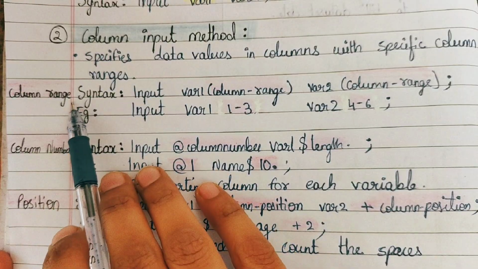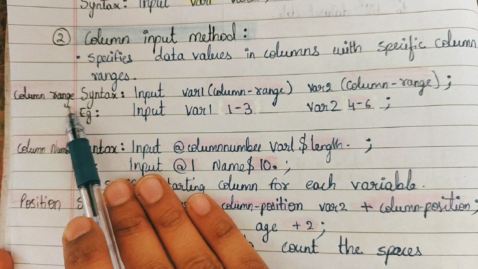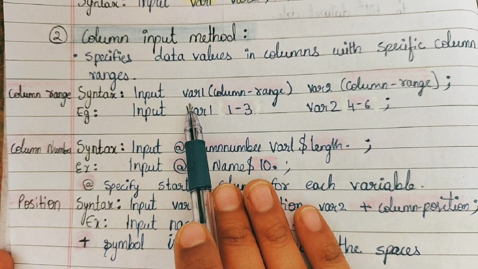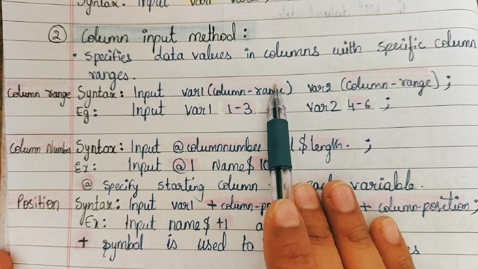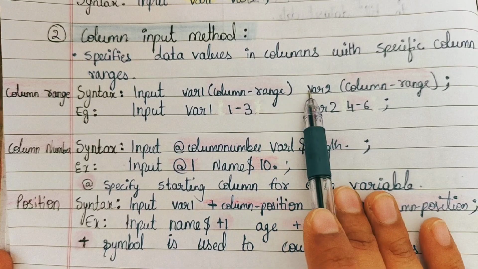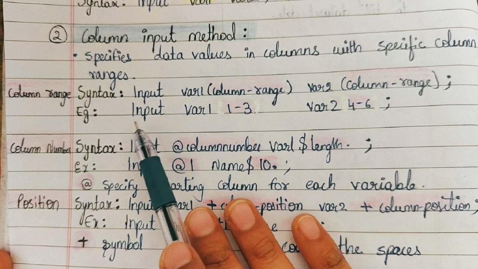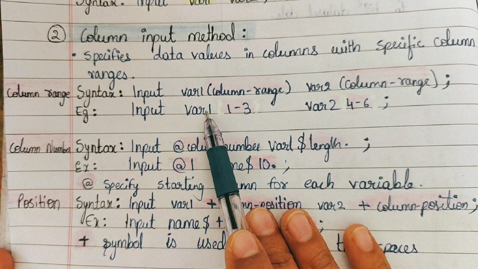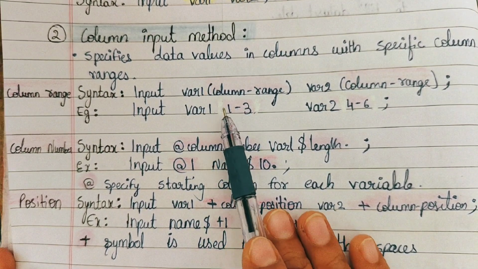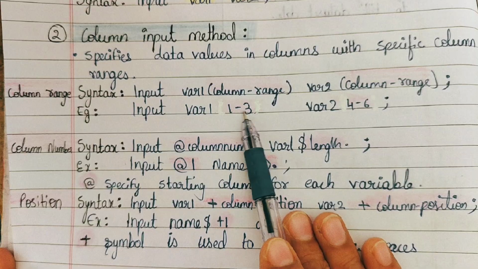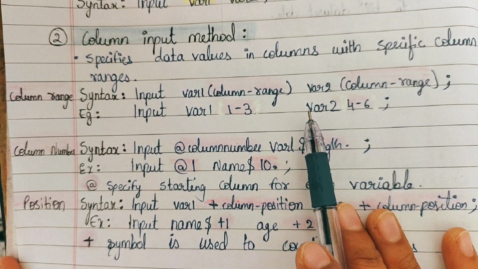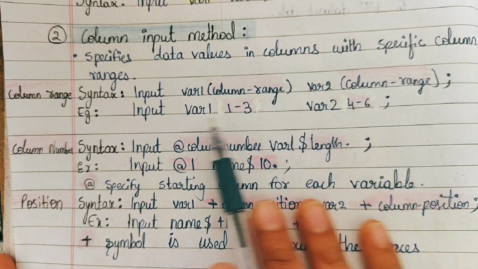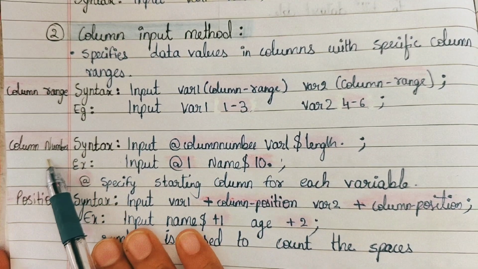We have 3 syntaxes in the column input method. First is the column range syntax. Here you can see in the input: variable 1 column dash range, variable 2 column dash range, semicolon. For example, input, suppose this is a name column, so 1-3, like that we have to give. In programming I'll explain you. Variable 2 4-6.